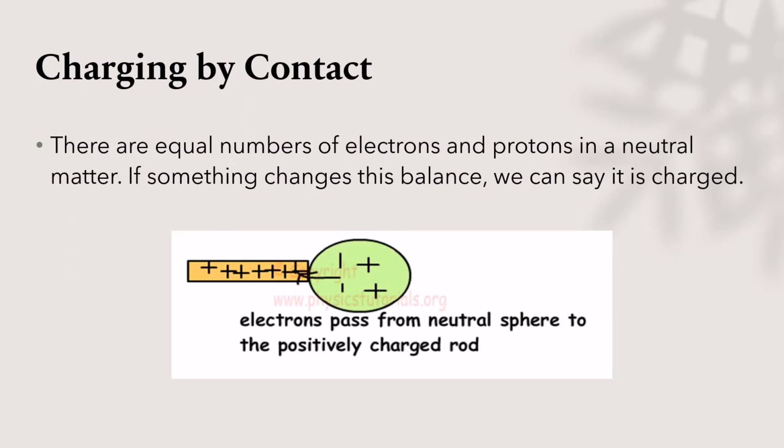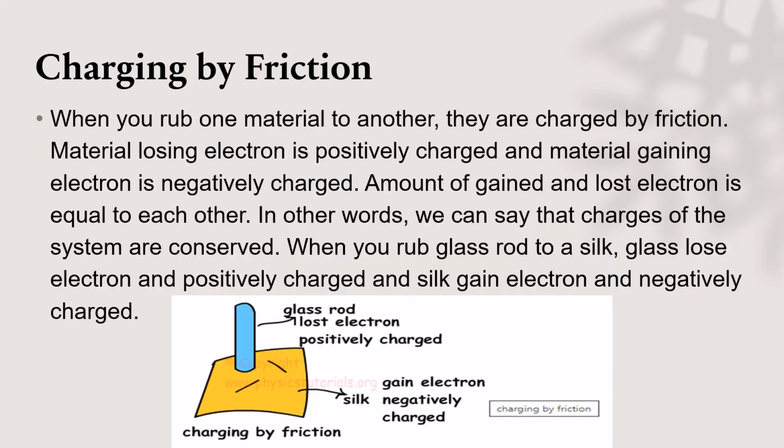Charging by contact. There are equal numbers of electrons and protons in a neutral matter. If something changes this balance, we can say it is charged. First, we have charging by friction.